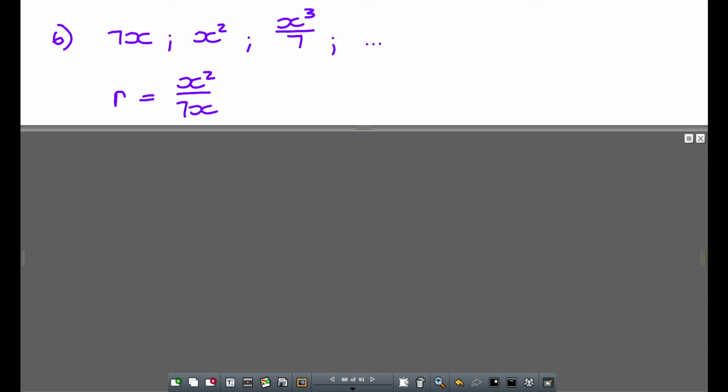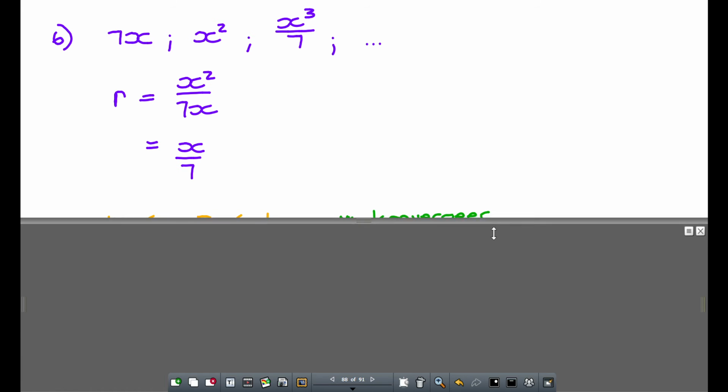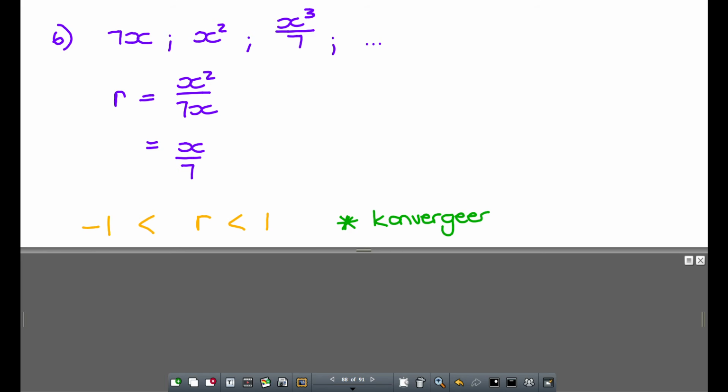Goed, so omdat hy konvergeer, moet ons vir R kry. En as ek daai vereenvoudig, dan kry ek X op 7. But now when something converges, we know that R will be between -1 and 1. So nou gaan ek dit gebruik en net gaan instel wat ek gekry het vir R.